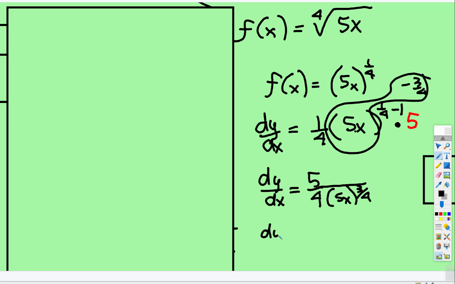So dy/dx, I'm going to put it in radical form, is 5 over 4 times the 4th root of (5x) cubed, because the whole thing is being cubed, so you have to put that in parentheses. All right, that is it for using the square root rule, which is just a form of the power rule, and you can use it on other radicals besides the square root.